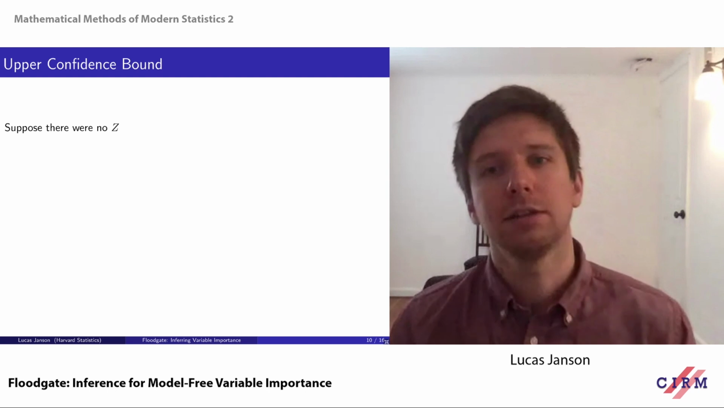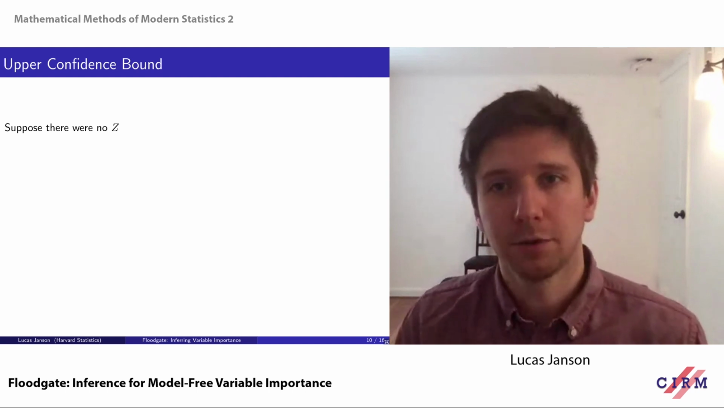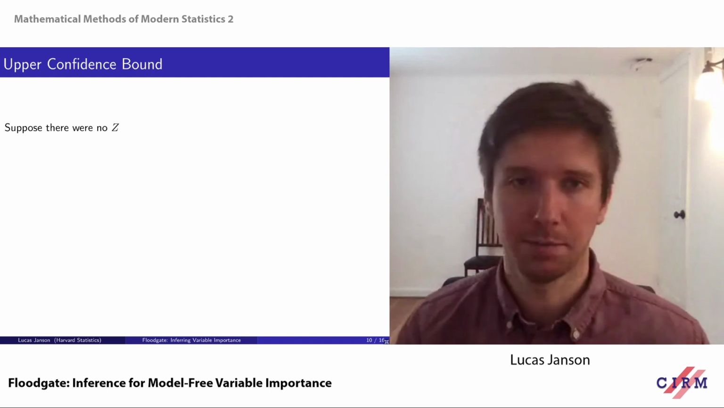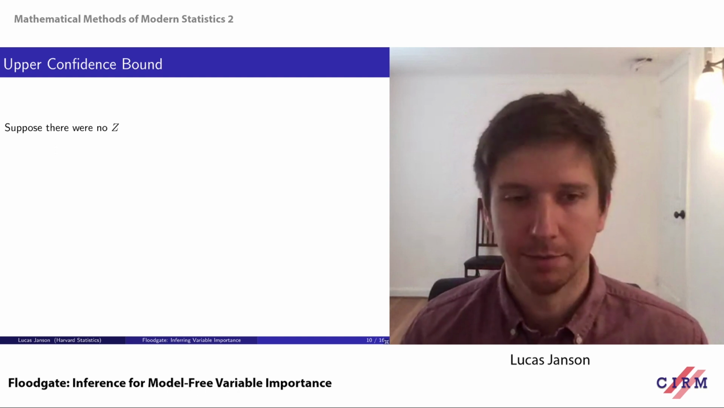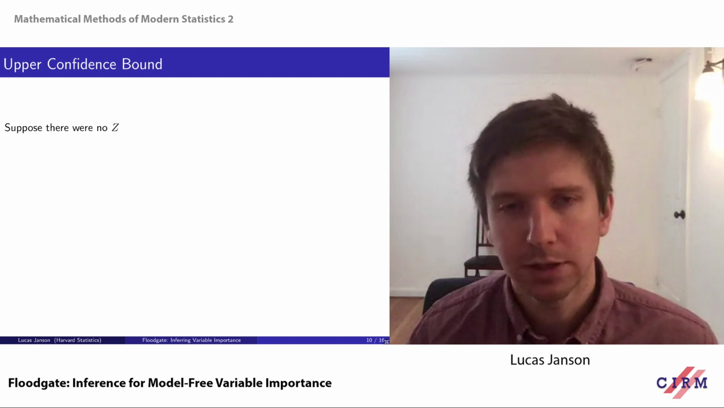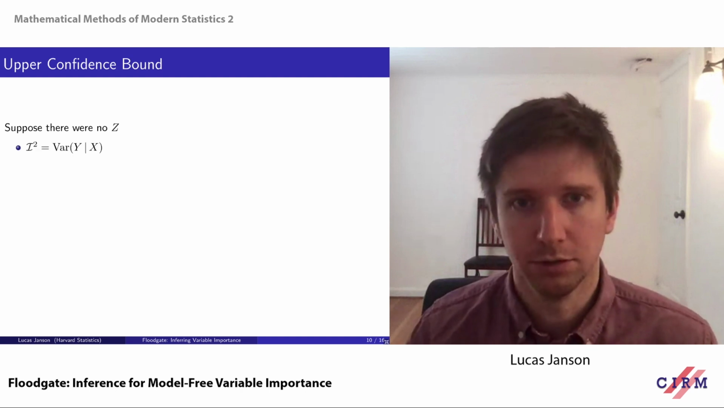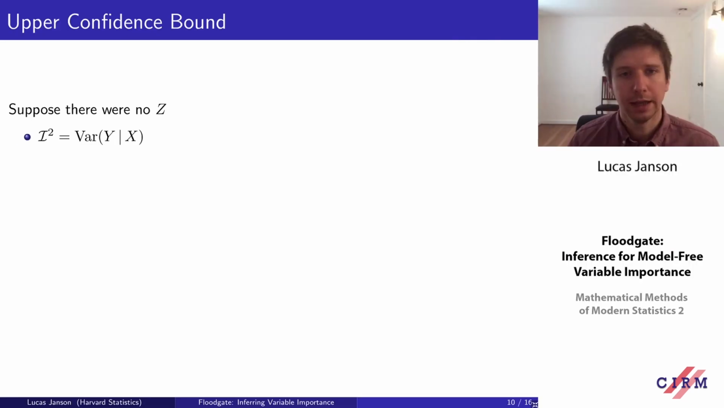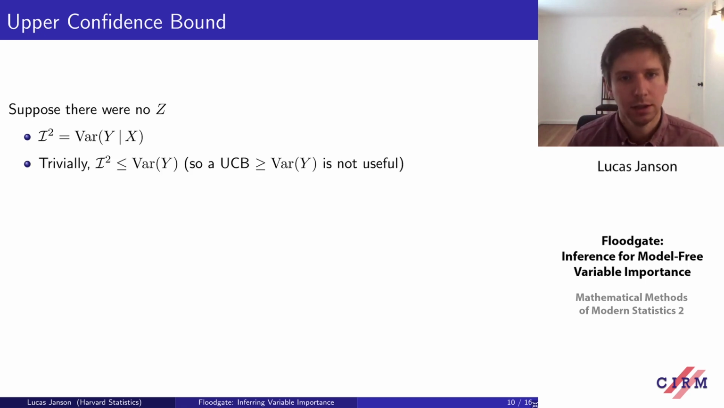All right, now let's talk about an upper confidence bound. Unfortunately, I'm going to tell you that you can't get an upper confidence bound in the same way, and we have a surprisingly strong negative result to prove this. Suppose that there were no z, so no confounders at all. Then I squared would just be the variance of y given x, very simple. And trivially, I squared is upper bounded by the marginal variance of y.